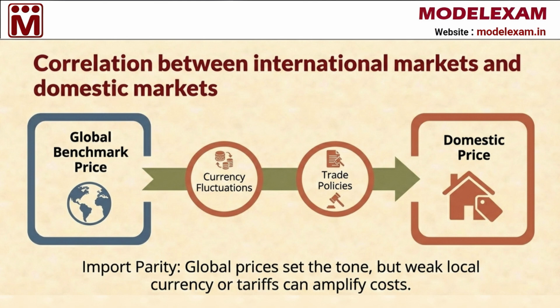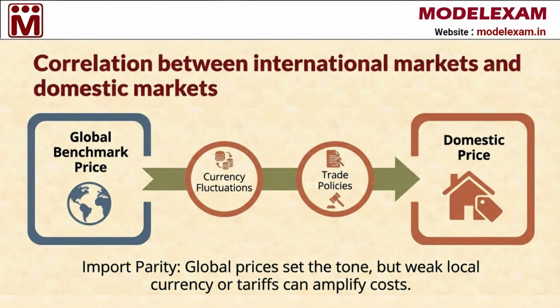However, the price does not just copy over perfectly. There is a process. The global benchmark price travels through currency fluctuations and trade policies before it becomes the domestic price. This concept is called import parity. While global prices set the tone, a weak local currency or high tariffs can amplify the costs significantly for the local buyer.